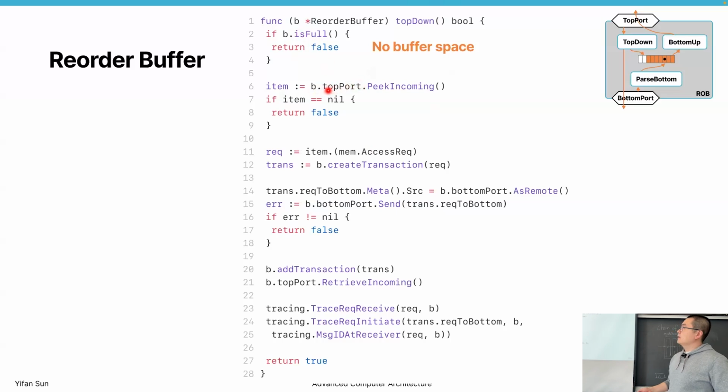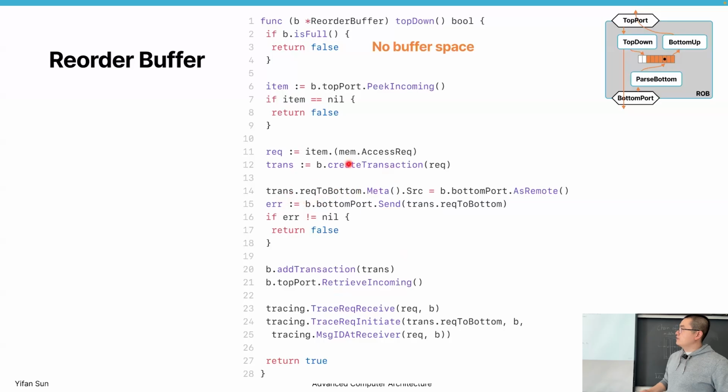Then if there's space, I check the top port for any incoming request. If there's no request, I still return false. I cannot do anything. There's no request, so I'm idling, right? Then I take the request and create a transaction. I'm only creating the transaction. I'm not really adding the transaction yet.